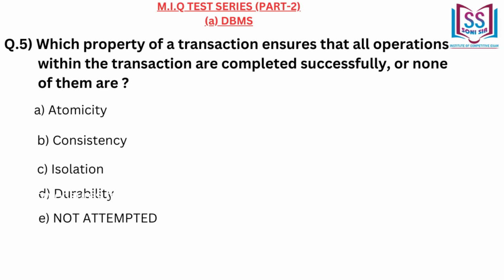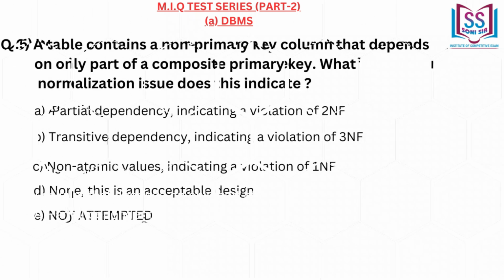Which property of a transaction ensures that all operations within the transaction are completed successfully or none of them are? A. Atomicity. B. Consistency. C. Isolation. D. Durability.